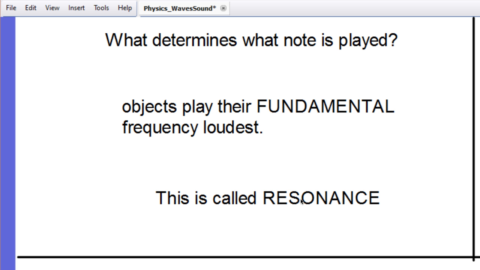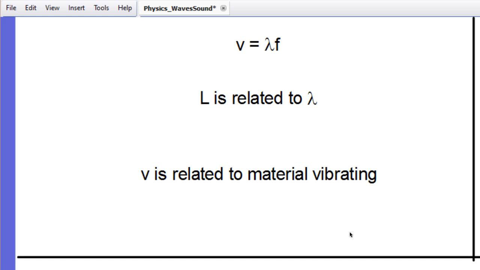Alright, but you have to design me an instrument. So what determines what note is being played? As we spoke about in the last video lecture, an object always plays its fundamental frequency the loudest. And this is a process called resonance. If I kick something, it is going to resonate at its fundamental frequency, at its F1, when n equals 1. It is going to make me a standing wave with one antinode.